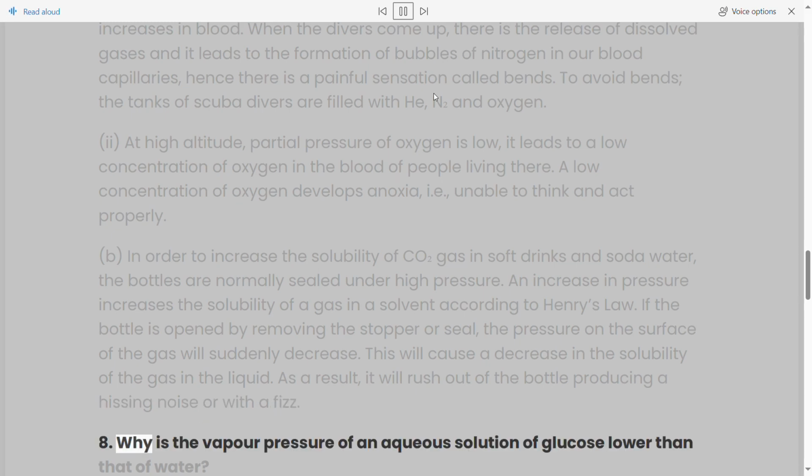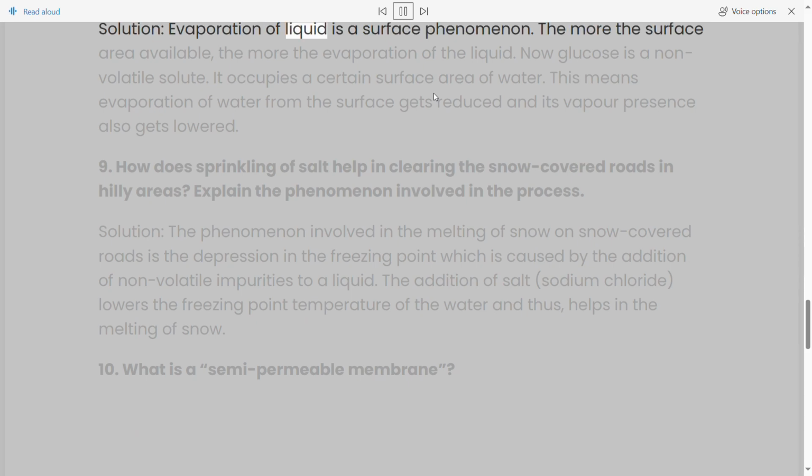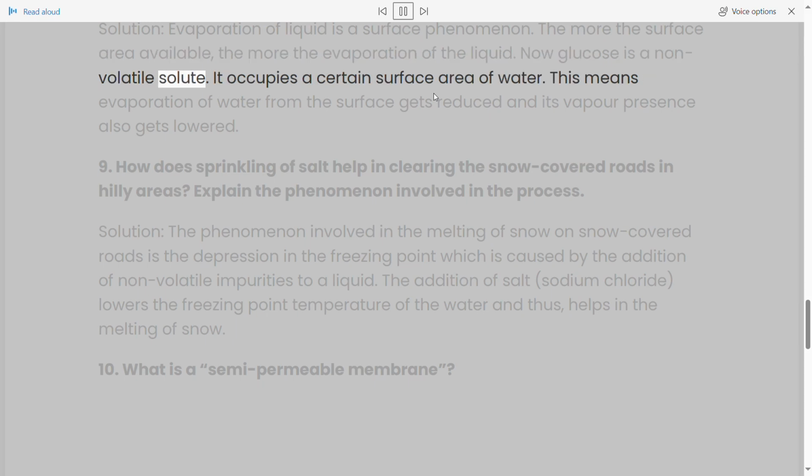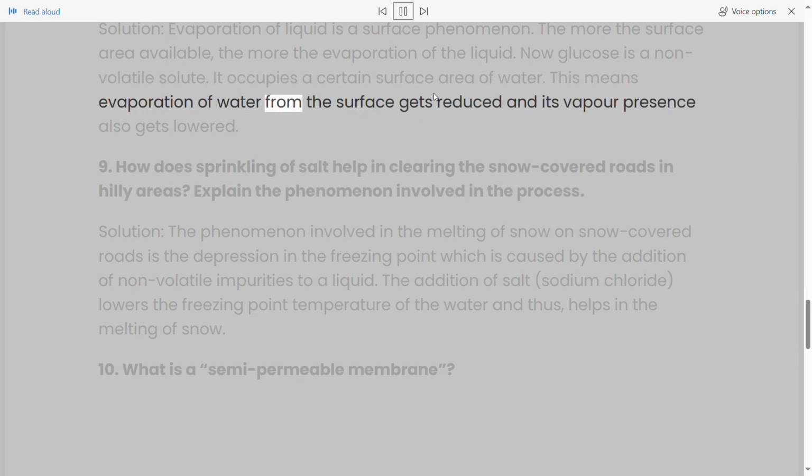8. Why is the vapor pressure of an aqueous solution of glucose lower than that of water? Solution. Evaporation of liquid is a surface phenomenon. The more the surface area available, the more the evaporation of the liquid. Now glucose is a non-volatile solute. It occupies a certain surface area of water. This means evaporation of water from the surface gets reduced and its vapor pressure also gets lowered.